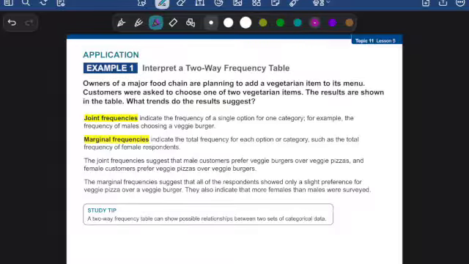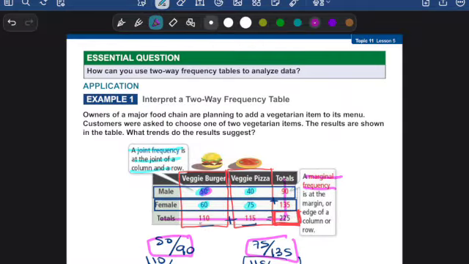The marginal frequencies, again, didn't show much difference. There wasn't much difference between 110 and 115. So if they're going to make a decision on if they should add the veggie burger or the veggie pizza, they should look at the frequencies for just male and just female, the joint frequencies.